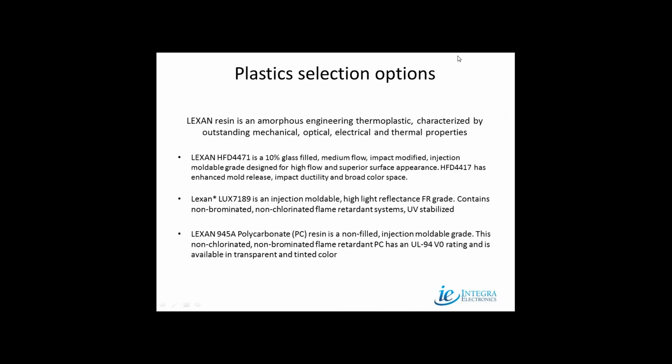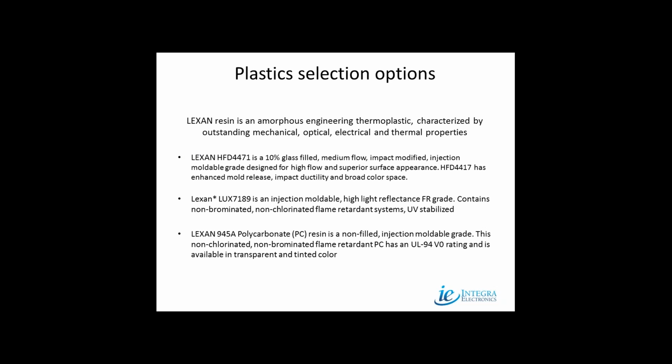Talking about the molding, let's discuss a little bit about the plastic selection options. And here's a typical list of more of the popular Lexan plastics. Depending upon the light pipe, we're mainly talking about indication applications, but you can also go the opposite direction where the light is coming from the exterior and going down into a sensor of some sort that's measuring the light. In that case, 10% glass-filled medium flow Lexan is probably going to be the preferred material, and that would be the HFD 4471 by Sabic.